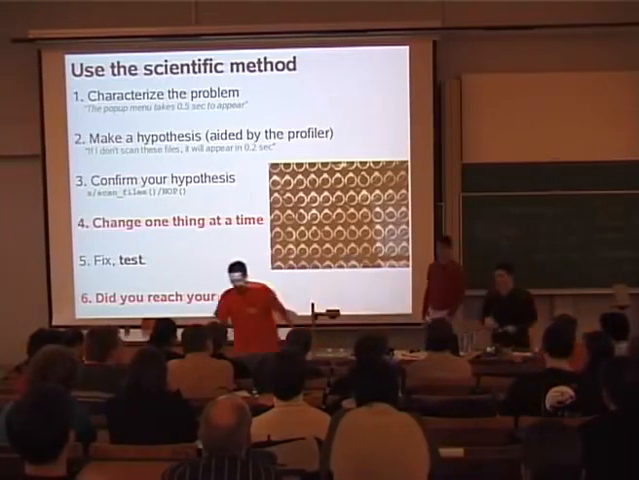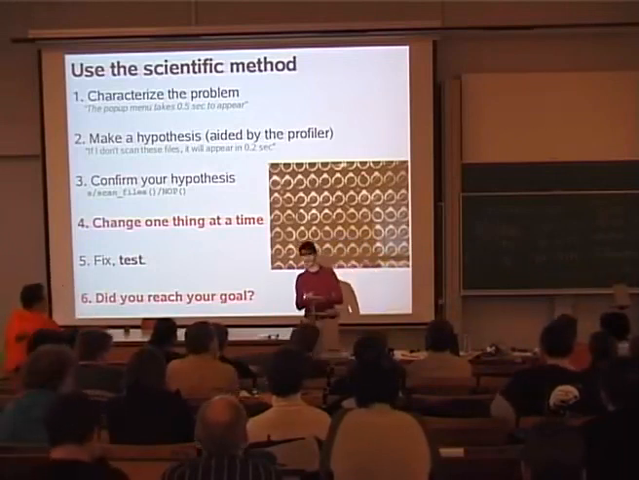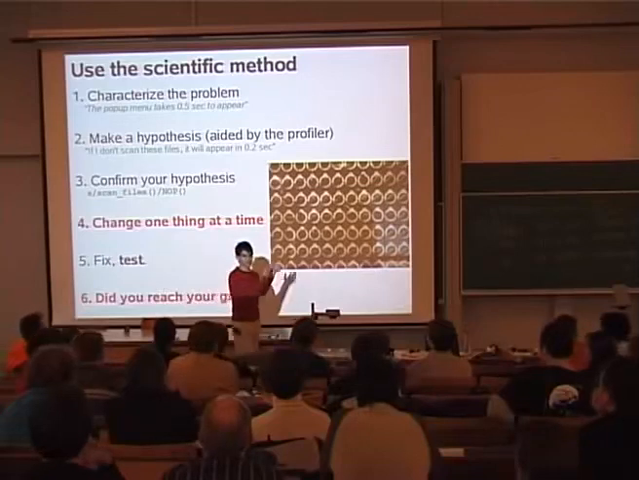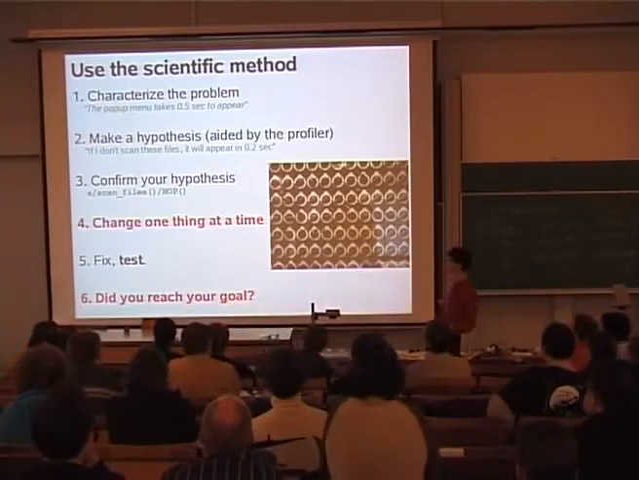Then you confirm your hypothesis. For example, you say, okay, I'm going to remove all that crap to load the icons, and I'm going to see how much time it takes to see if my theory was right. If it's really faster, then you found the problem. You just have to fix it.